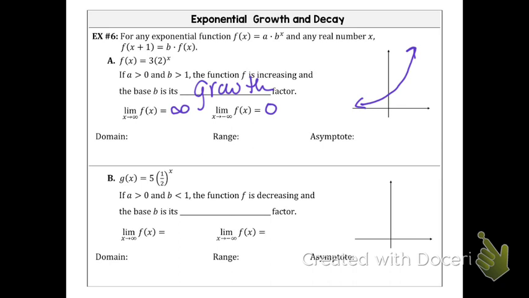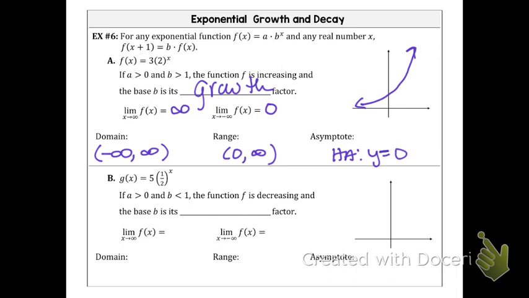We can see that our domain is going to keep going to the left and right. The range, it's not going to go below or even touch that horizontal asymptote. And that horizontal asymptote is y equals 0.